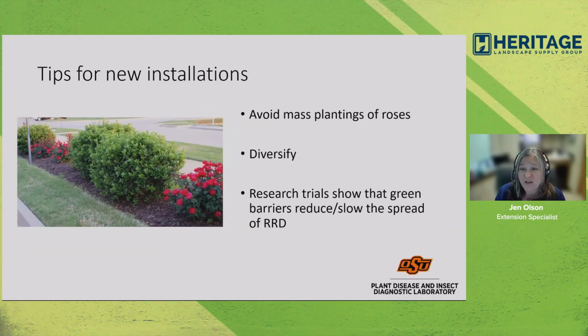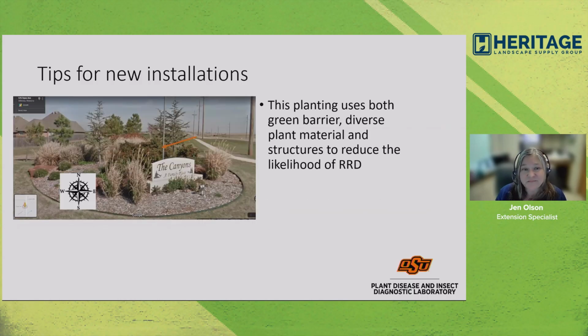Some tips for new installations: avoiding mass plantings of roses. I think that's one way this disease really got out of control. Diversifying. This is a sort of interrupted planting of roses with some other plants. And in some of Dr. Wyndham's trials, he showed that these green barriers can help slow the spread of rose rosette. So in the background of that image, those roses have rose rosette, but the ones in the foreground didn't have any symptoms. And so they can remove those two in the background, and likely those two in the foreground don't have any symptoms.